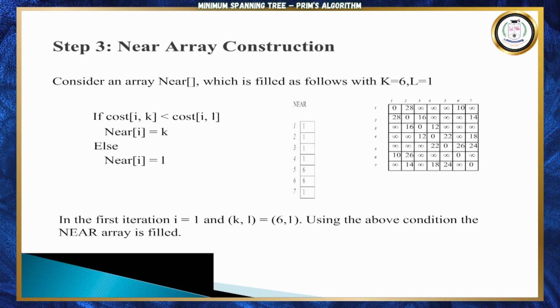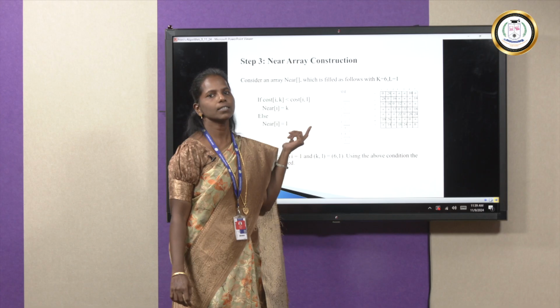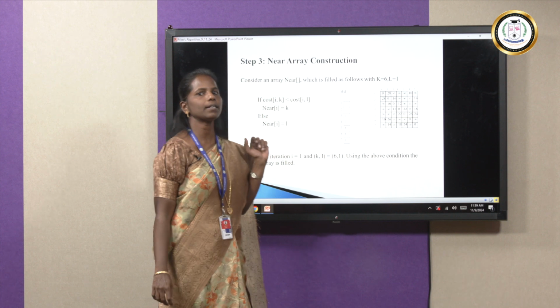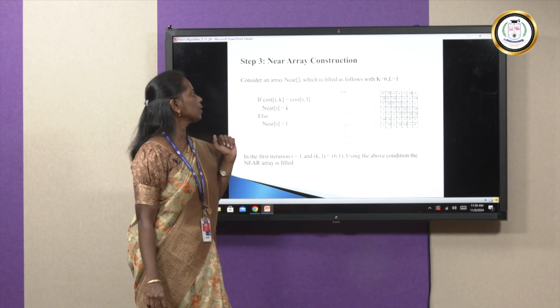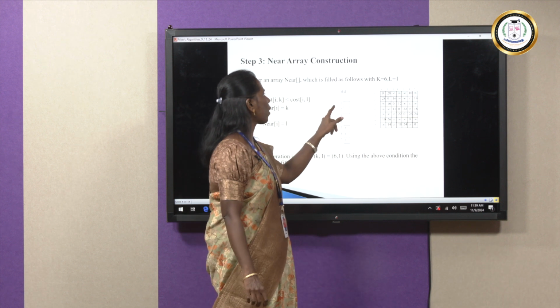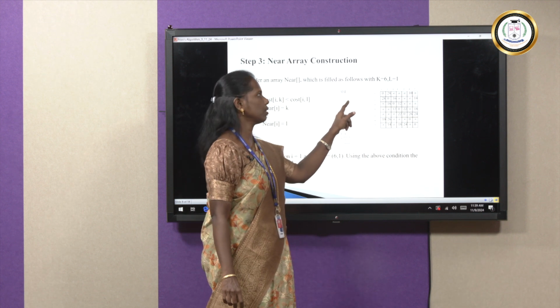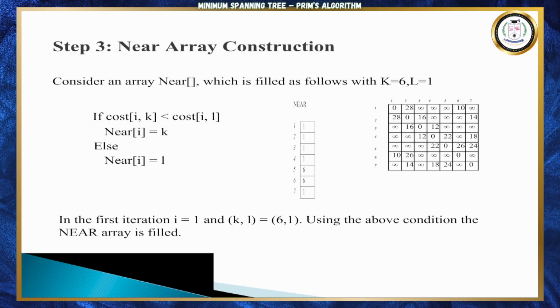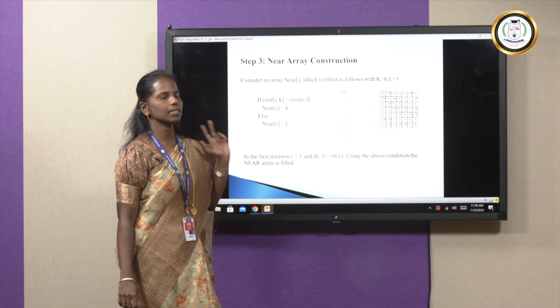After entering 1 and 6, we have to construct the near array. The number of rows in the near array represents the number of nodes. It is a single dimensional array, so only one entry per node. In this near array, we check whether node 1 is near to 1 or near to 6. If node 1 is near to 1, the entry in our near array will be 1. Otherwise, the entry will be 6. Like that, you will be filling the near array. Using these statements we fill the near array. That is our third step.